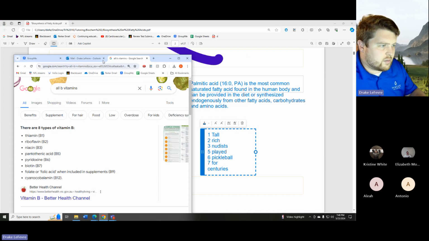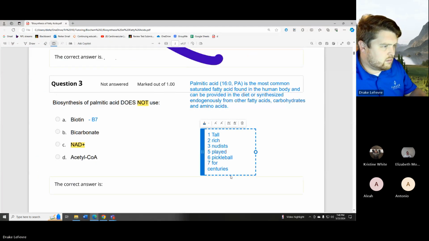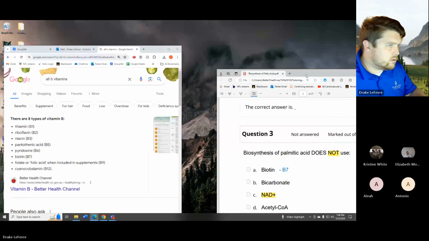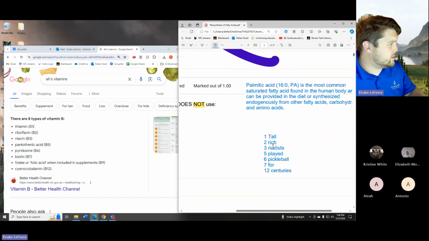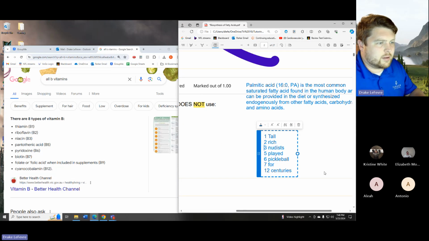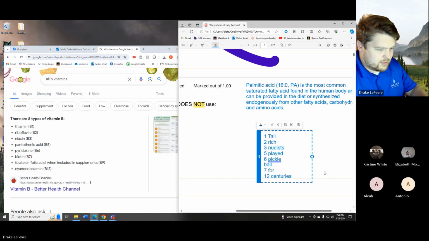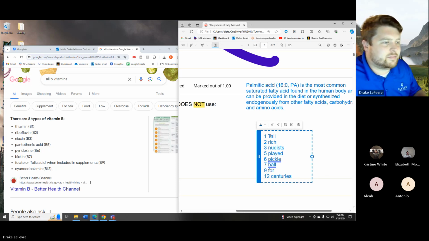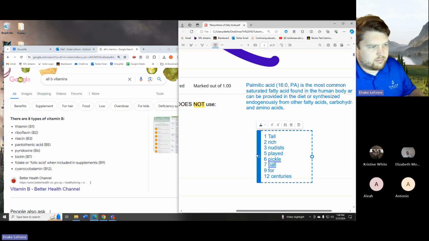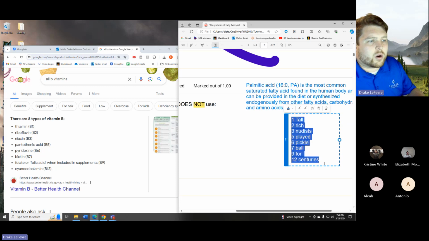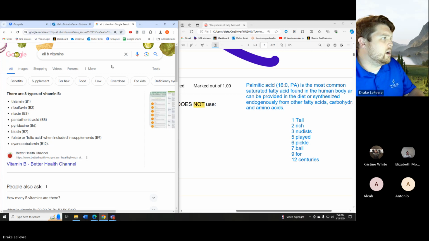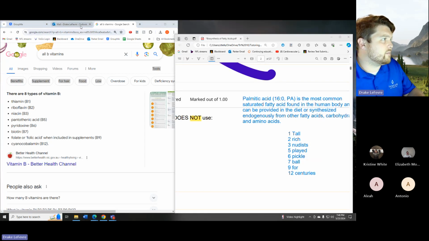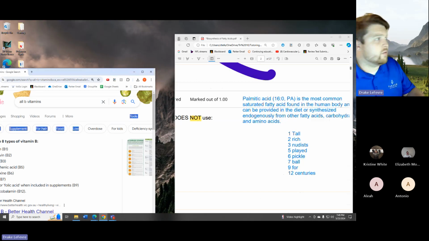1, 2, 3, 5, 6. That's where I messed up. No, 5, 6, 7. What am I missing? Tall, rich, nudists played pickle. That's why. Pickleball is 7, 9, and 12. There. You don't remember this little mnemonic? It's really important for boards to remember the B vitamins. B vitamins come back a ton, especially when you start talking about pathology stuff. They come back over and over and over again.